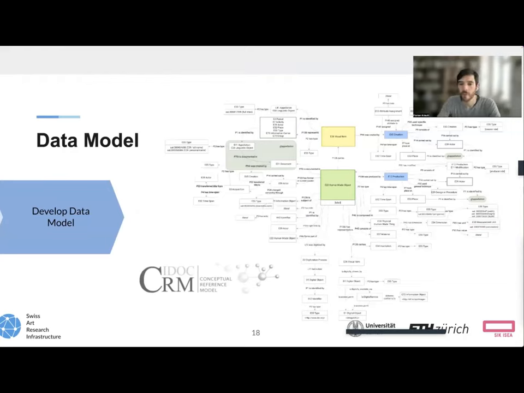We then use the SARI reference data model to combine these individual fields that we have defined there into a model that represents the data incoming from the collections. This has allowed us to harmonize the source data, but also to do so in a way that retains the detail of the original data.